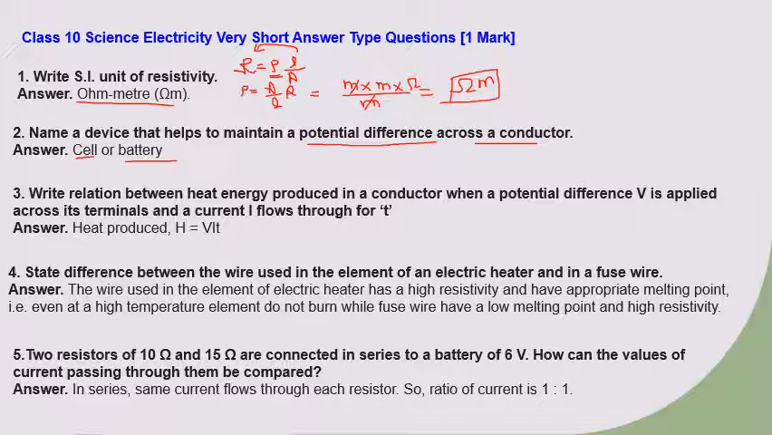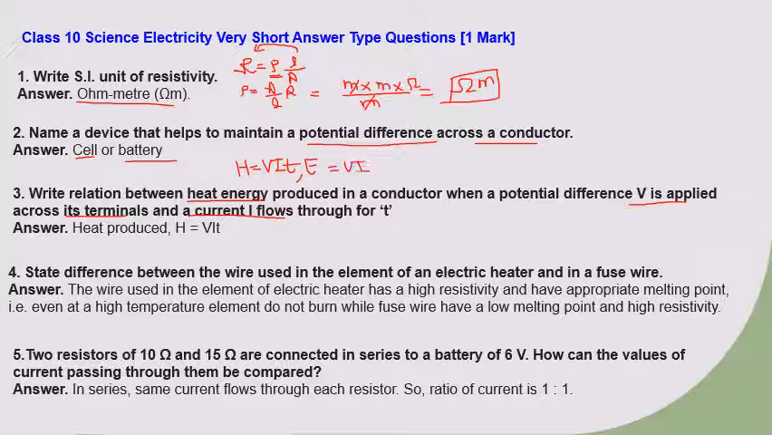Write the relationship between heat energy, potential difference, current and time. Heat energy is H. We can also write E for heat energy or any kind of energy produced in a conductor when a potential difference V is applied. It has to be directly proportional, because the more the potential difference, the more the current will flow, and the more the current will flow, the more the heat is produced. When potential difference V is applied across its terminal and a current I flows through it for time t, we can write E is equal to VIt.